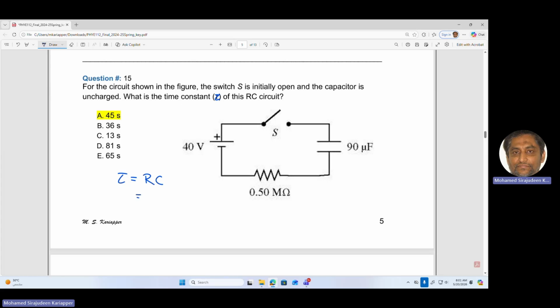R is 0.5 mega ohm, which means 10 to the power 6, right? And resistance is... C is 90 microfarad. You see the beauty is this. So half of 90 is 45. Well, 0.45, right? No, 45, sorry. 0.5 means half. That's very quick.